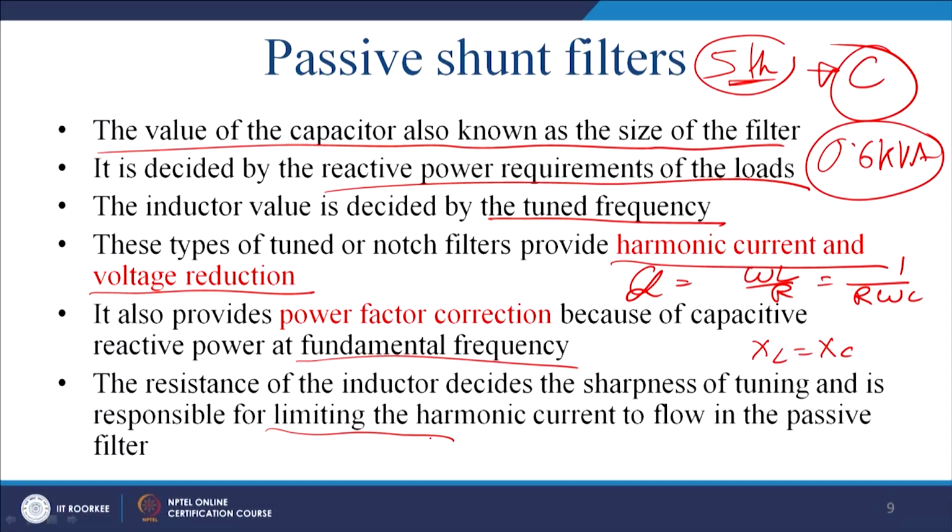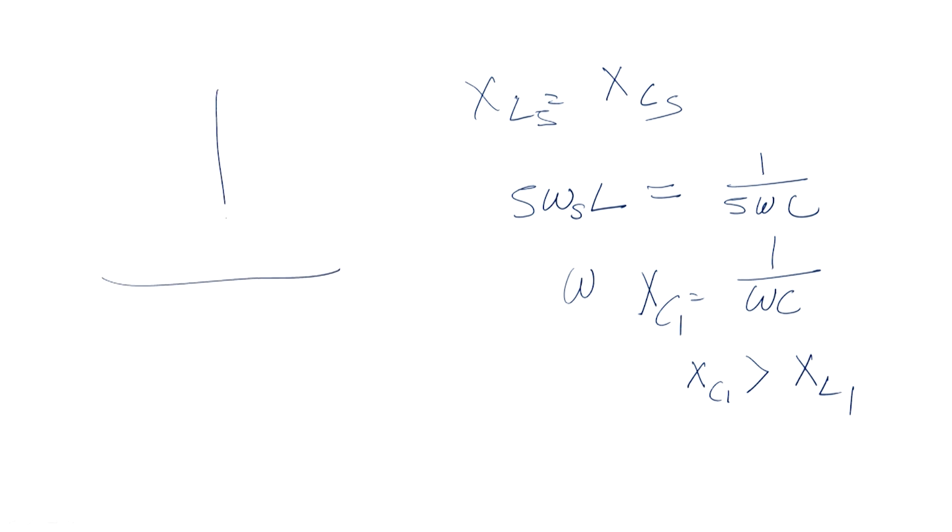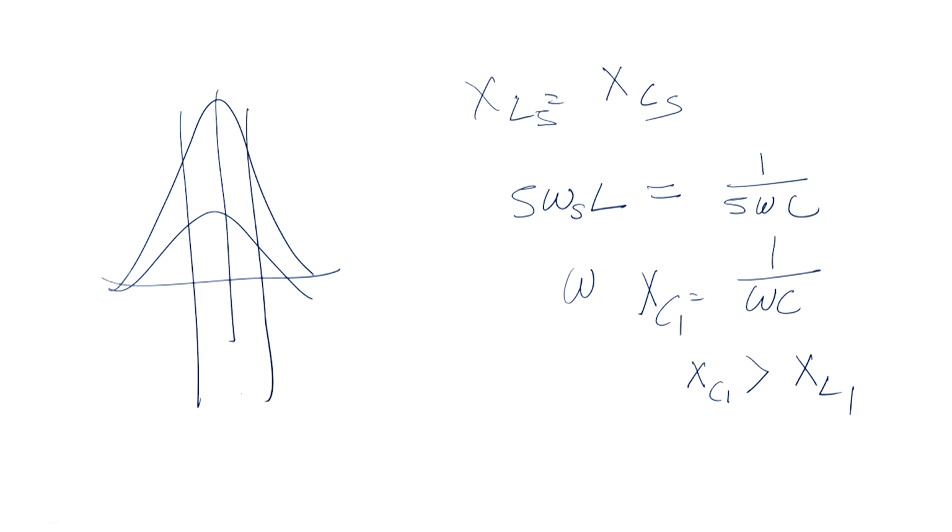It decides the sharpness of the tuning, and it is responsible for limiting the harmonic current flowing in the passive filter. So you can have a flattened response, you can have a different value of Q. You have studied the sharpness of response. Some values of Q can be there. How much current will flow at resonance, this is your bandwidth. You can check it by putting in the value of the resistance.